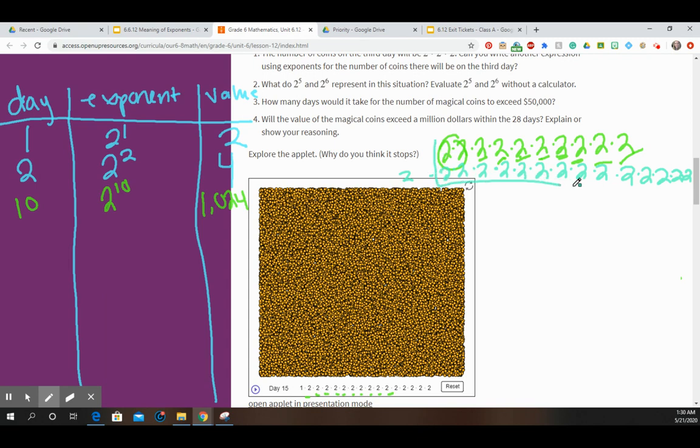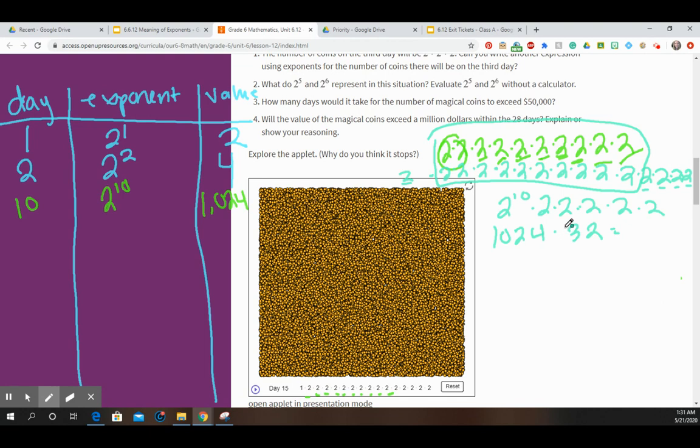Okay, so we can see these 2s all line up. So I have 1, 2, 3, 4, 5. So I have 2 to the 10th times 2 times 2 times 2 times 2 times 2, right? So I know that that's 1,024, and I can figure out what this is: 2 times 2 is 4, 4 times 2 is 8, 8 times 2 is 16, 16 times 2 is 32. So I could take the 1,024 and multiply it by 32, and that would give me the value of 2 to the 15th.